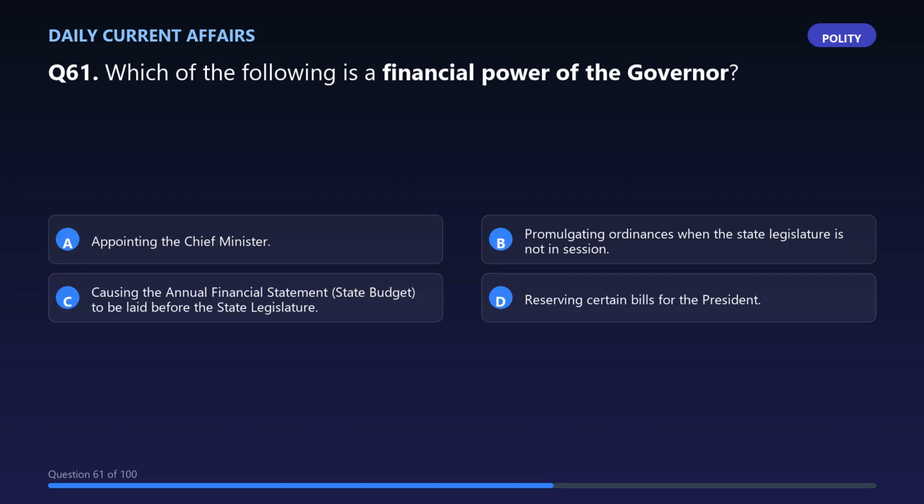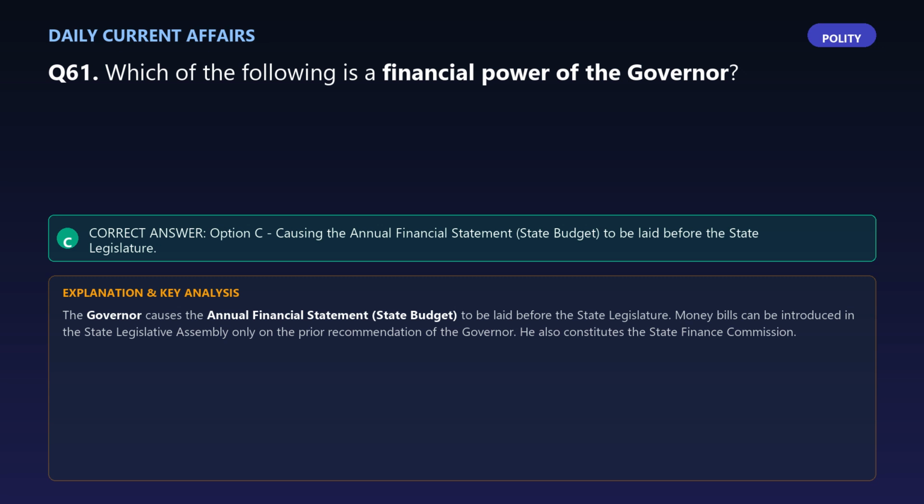Question 61. Which of the following is a financial power of the governor? The correct answer is option C, causing the annual financial statement, state budget, to be laid before the state legislature. Explanation: the governor causes the annual financial statement, state budget, to be laid before the state legislature. Money bills can be introduced in the state legislative assembly only on the prior recommendation of the governor. He also constitutes the State Finance Commission.